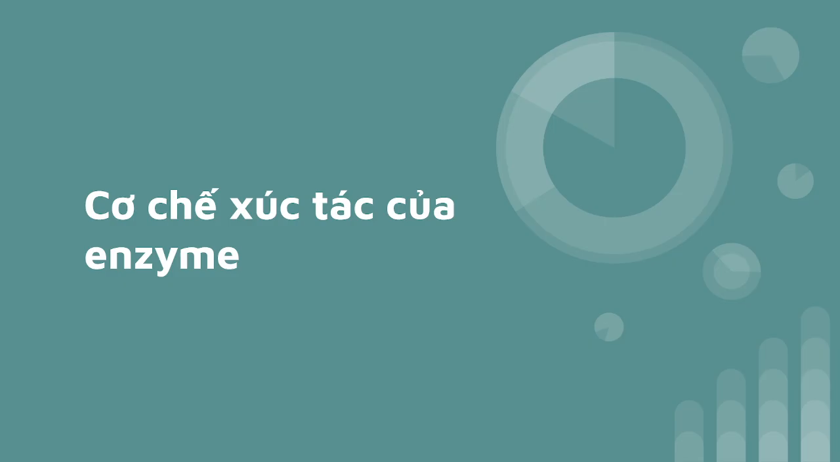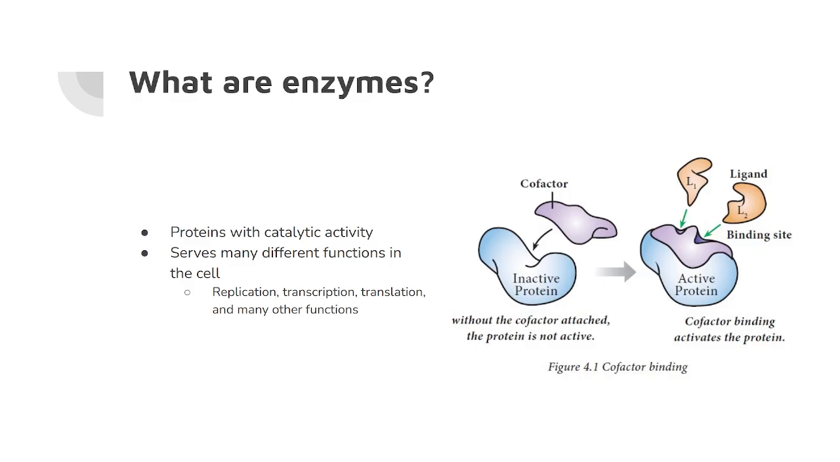So, what exactly is an enzyme? As discussed in the macromolecule video, an enzyme is essentially a protein that has catalytic activity, and what that means is that these proteins can bind to a certain molecule and transfer it into a desired product for the cells. And these enzymes can have many more functions in the cell. An example are enzymes that can perform replication, transcription, translation, and many other functions.